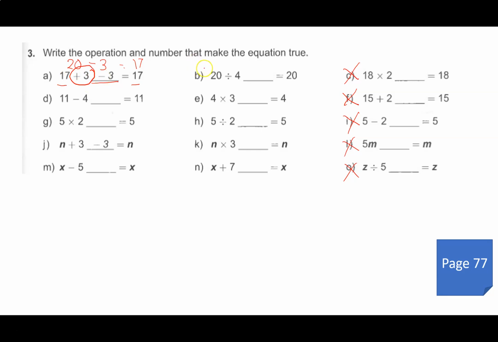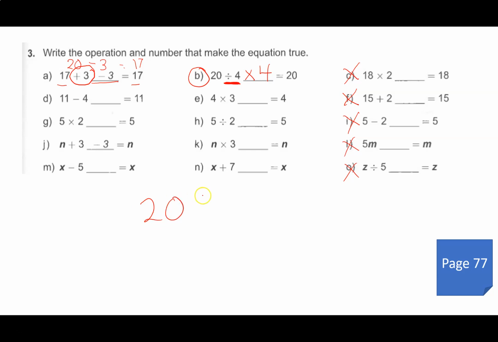Let's try B together. 20 divided by 4. Now, even if you're not sure what 20 divided by 4 is right away, let's just think about this part right here, divided by 4. What is the inverse or the opposite of divided by 4? That's right. The opposite or inverse of divide is to multiply. So we must multiply by 4 to get back to 20.